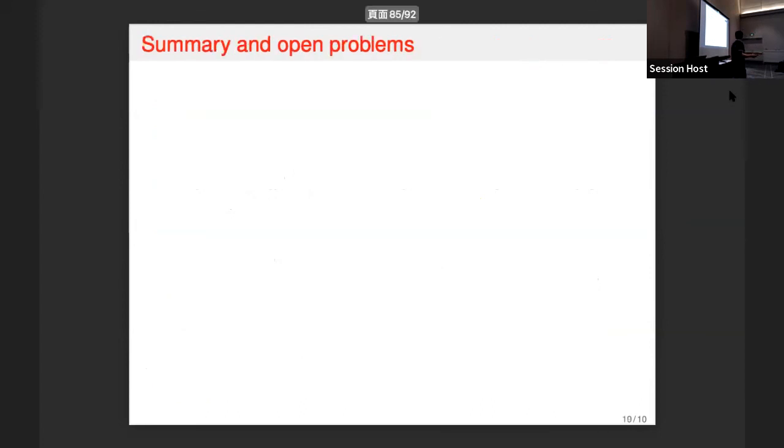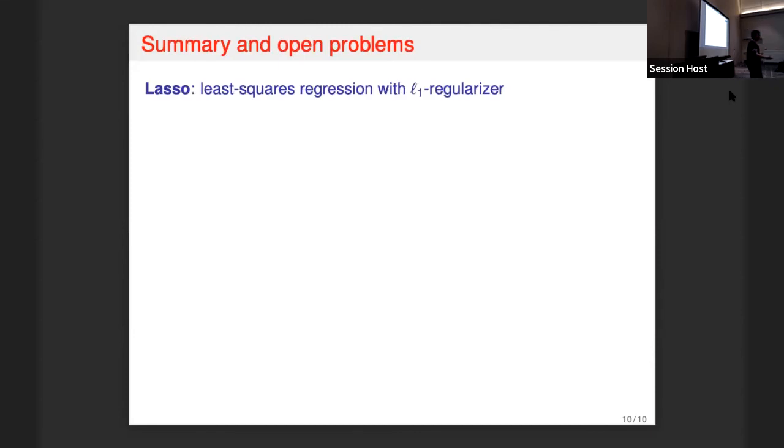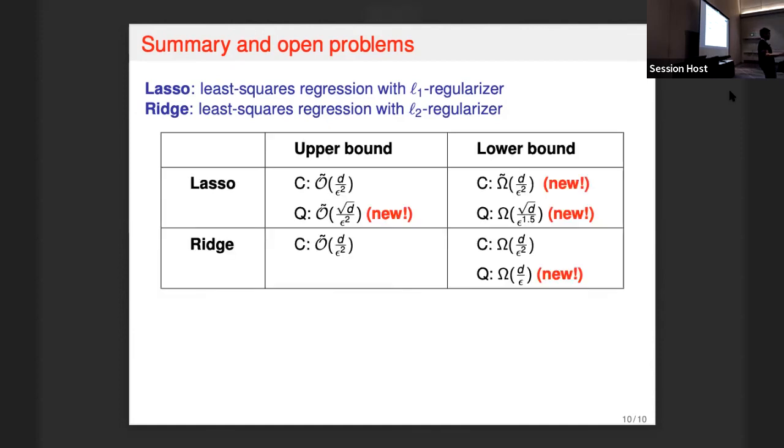Okay, so finally, we are into our summary. In our paper, we consider quantum upper and lower bounds for linear regression with norm constraints. We consider both Lasso, which is the least squares problem with an L1 constraint, and Ridge, which is least squares regression with an L2 regularizer. Here is the table of our results. We provide both quantum upper and lower bounds for Lasso and a quantum lower bound for Ridge, and they are all tight in D dependence.